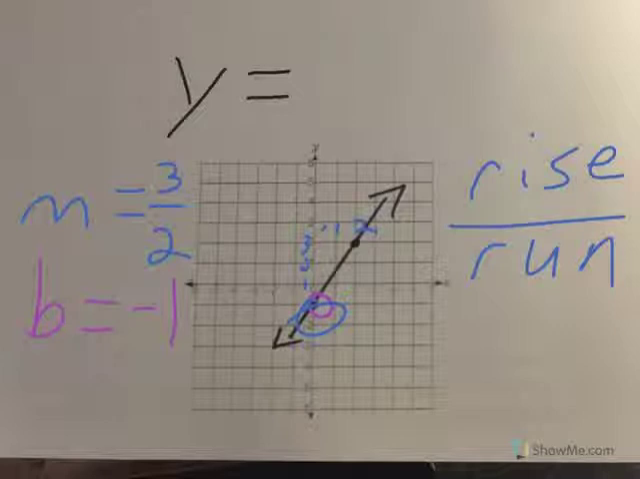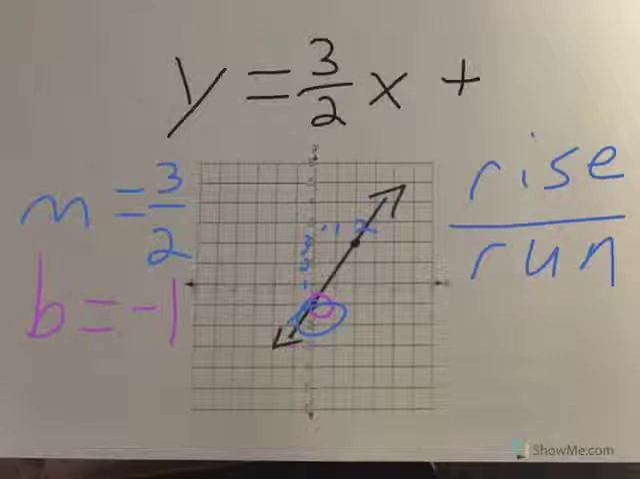So now we have both of the numbers that we need, so we can plug it in. So y equals mx plus b. M, our slope, is 3/2, so we can plug in 3/2 or 3 over 2. Then we have our x plus our b, or our y-intercept, is negative 1. Negative 1. And there we go, boys and girls. Not too difficult.